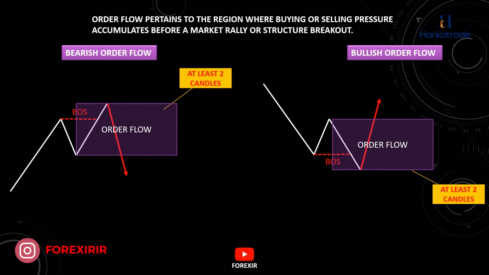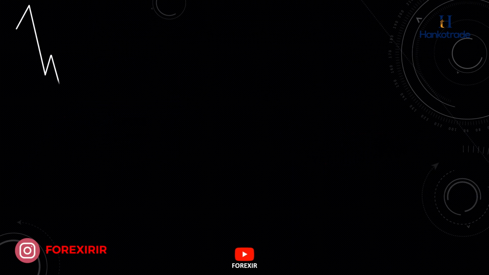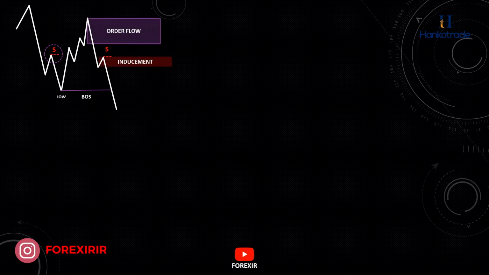Let's delve deeper into the specifics of order flow. In this example of a downtrend, we observe the price forming a low point, followed by an upward movement to gather liquidity above the existing structure. Suddenly, the price sharply drops and breaches the previous structure. The area where the price accumulated liquidity and then sharply descended from is termed the order flow zone. It signifies the last surge in buying momentum before the price drastically moves downward, breaking the previous low.